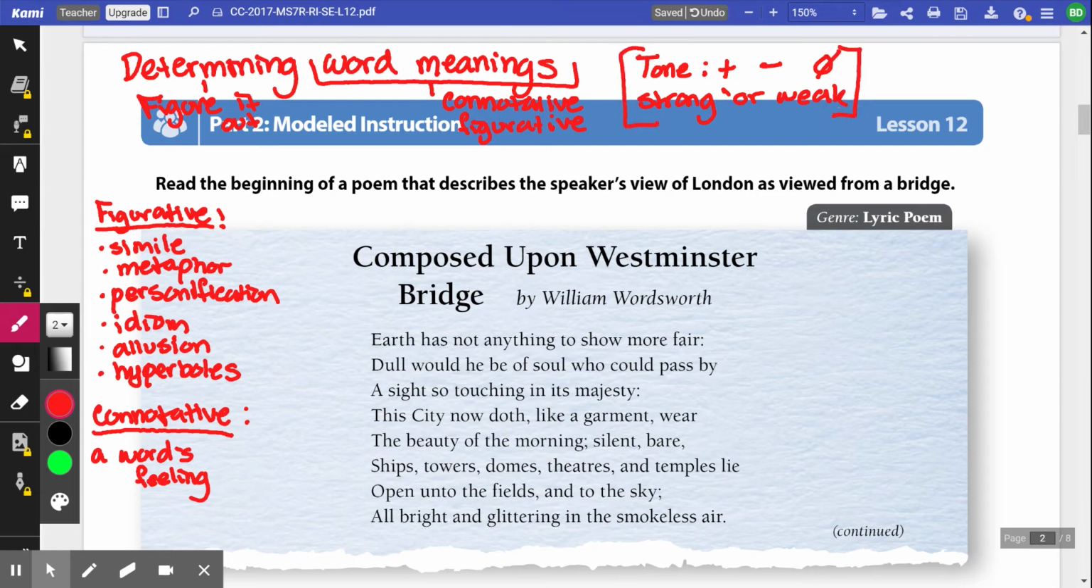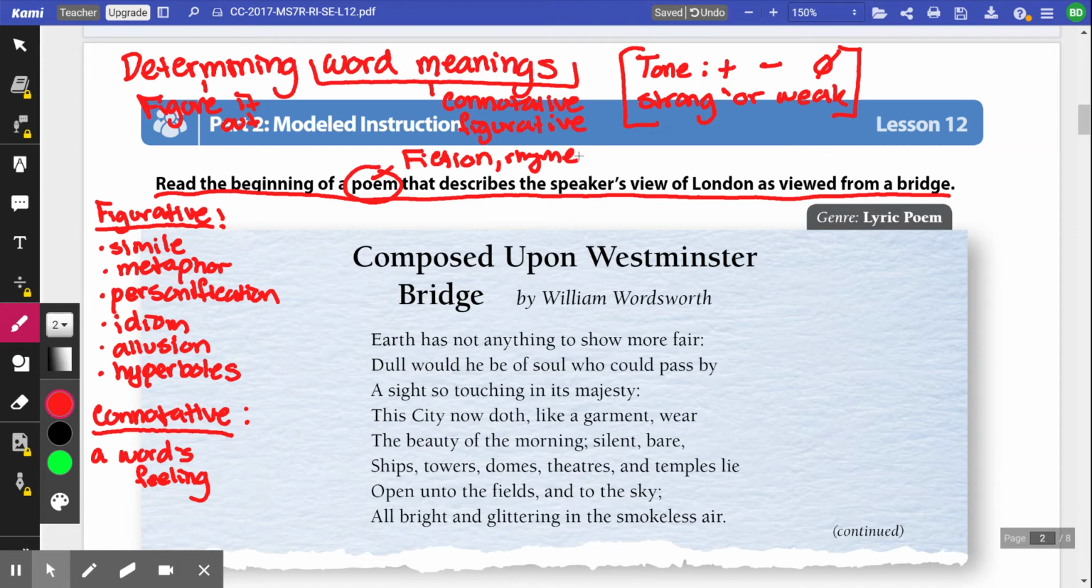All right, so let's go ahead and look at our directions now that we have appropriately broken down the title of our lesson. So, our directions say to read the beginning of a poem that describes the speaker's view of London as viewed from a bridge. So, we know that we're dealing with a poem. So, a poem is fiction, not real, right? So we know that it's fiction. It's probably going to have some kind of rhyme scheme, maybe.